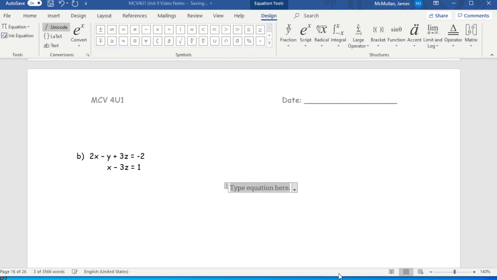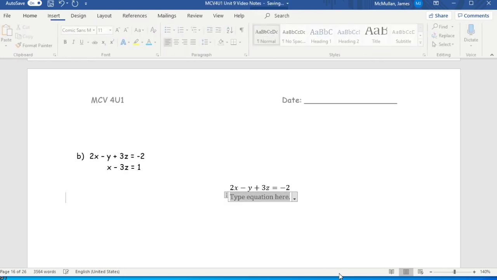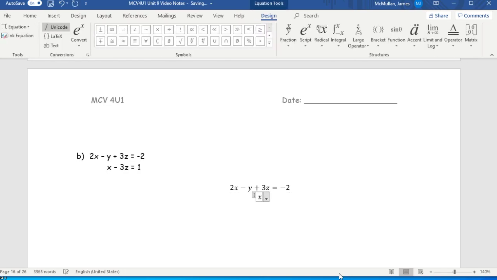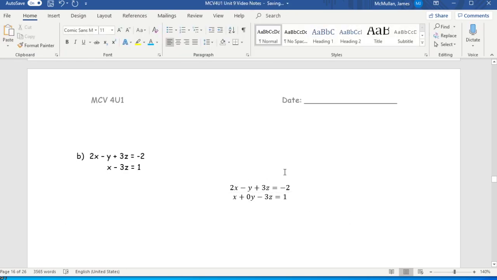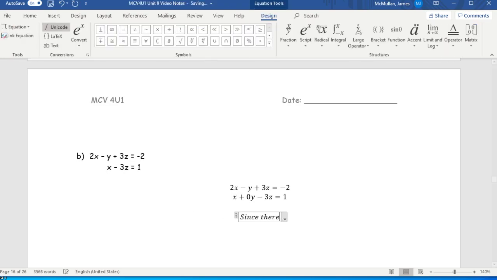Let's try another one. So here we have 2x minus y plus 3z equals negative 2, and then we have x plus 0y minus 3z equals 1. Okay, now you still need to isolate. Actually, oh, we've got some time. Let's find out if you don't need to isolate. So let's have a theory here. Since there is no y in equation 2, let's just start with step 2, since y is already kind of eliminated, right? So we have x minus 3z equals 1.